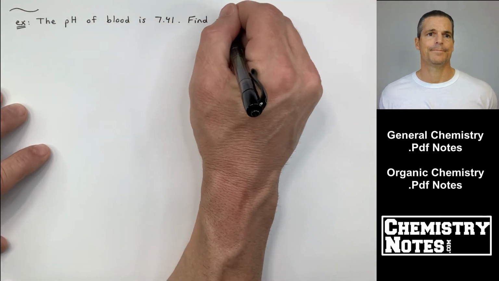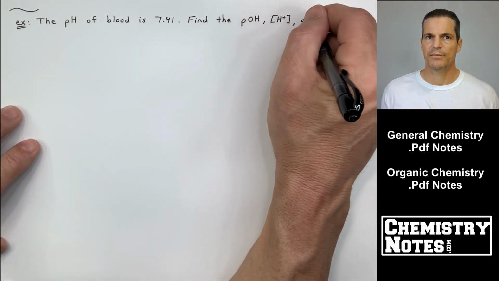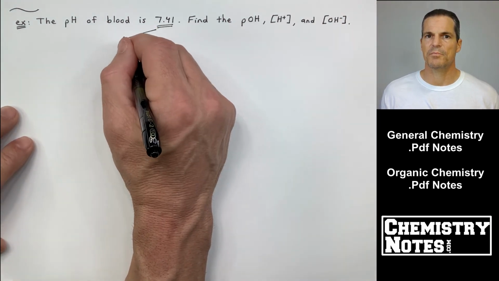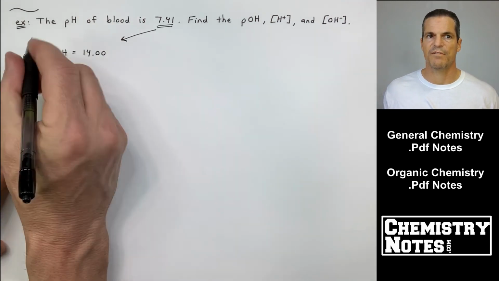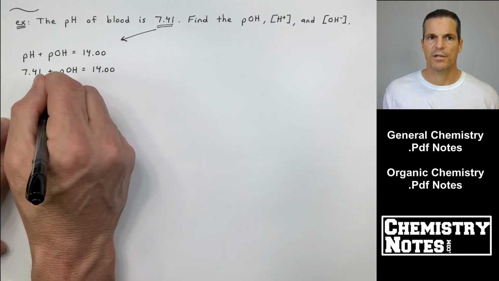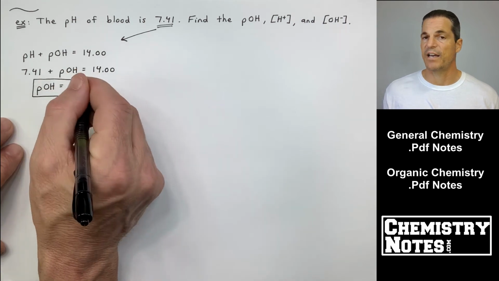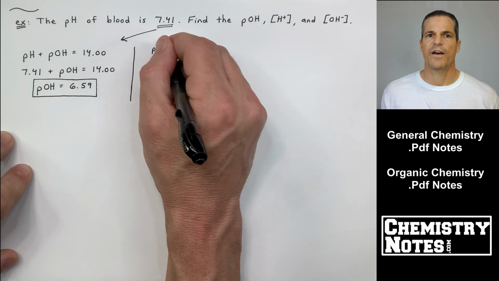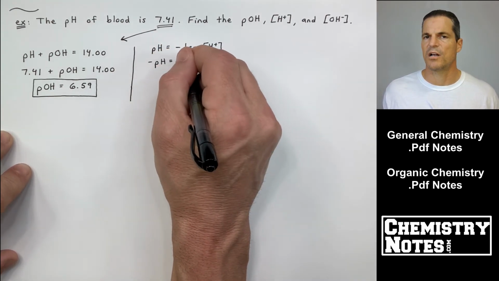That's acidic. Next example. The pH of blood, which was on our list earlier, is 7.41. Find the pOH, H plus, and OH minus. So basically find everything except for the pH, which you're given. Well, if I remember that pH plus pOH equals 14.00, I can knock out the pOH calculation real quick: 6.59. All right, so that's done. Now, which do I want to find first? It's really up to me. Let's go ahead and find the H plus concentration first.